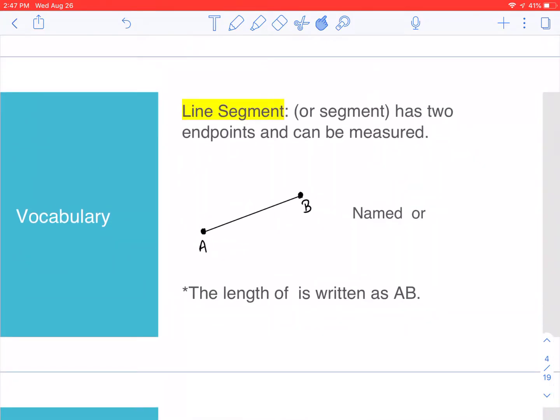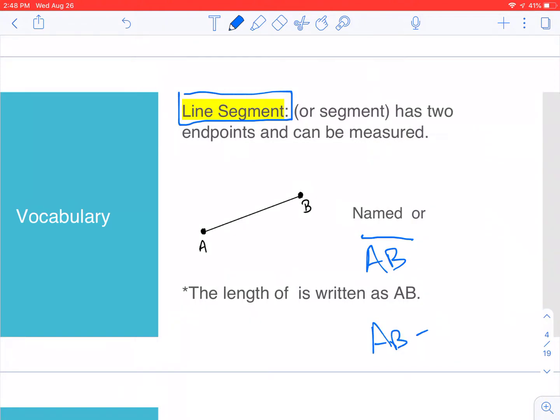Vocab, line segment. So here's my line segment. It has two endpoints and can be measured. Some of my words here got deleted, but we would call it line segment AB, or if it was a number, we might say AB equals 4. That's the two ways to do it.